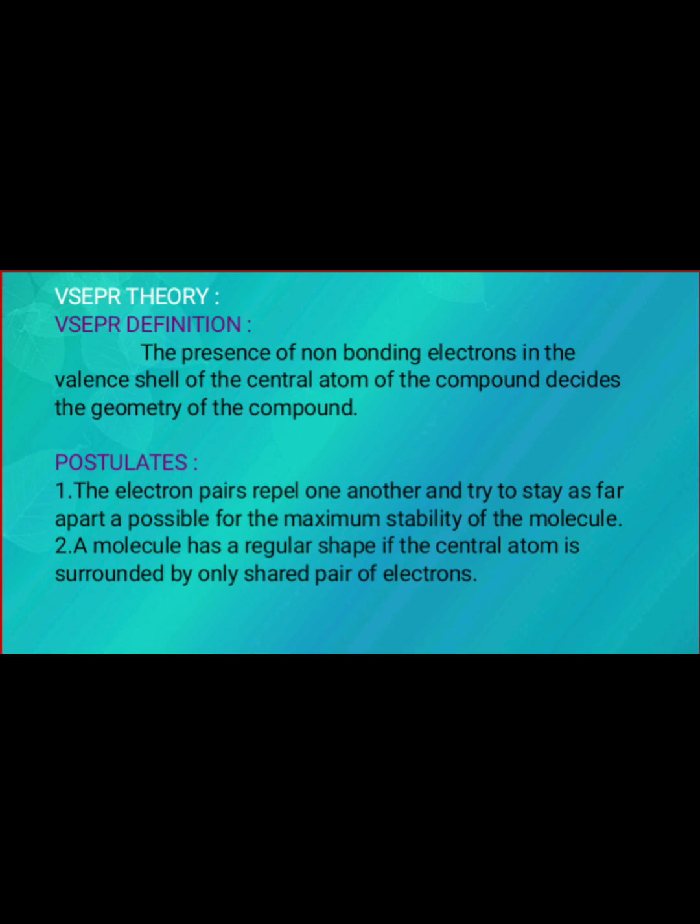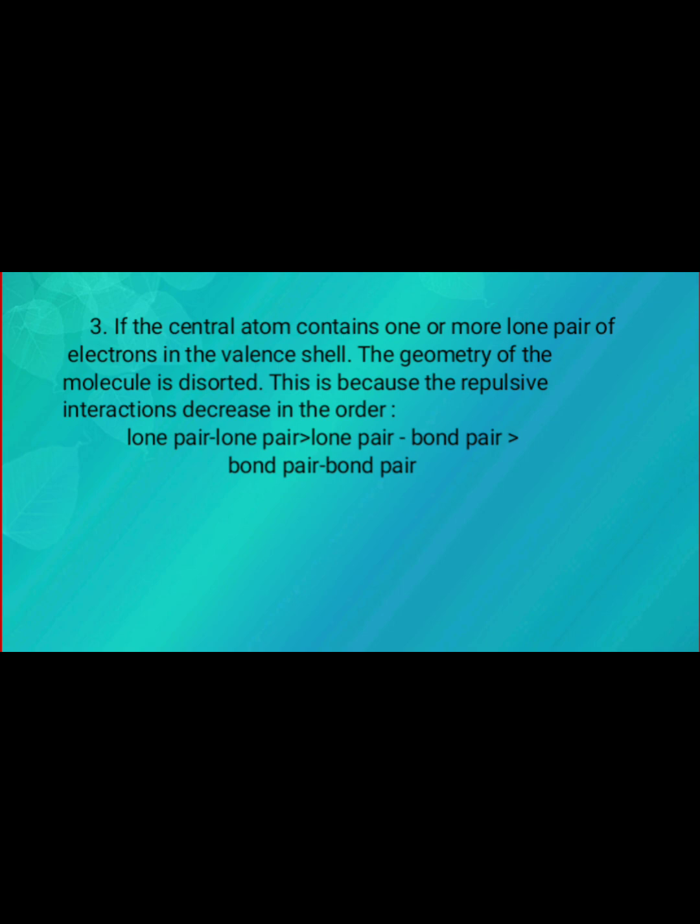of the compound. Postulates: first one, the electron pairs repel one another and try to stay as far apart as possible for the maximum stability of the molecule. Second one, a molecule has a regular shape if the central atom is surrounded by only shared pairs of electrons. And third one, if the central atom contains one or more lone pairs of electrons in the valency shell, the geometry of the molecule is distorted. This is because the repulsive interactions decrease in the order: lone pair-lone pair is greater than lone pair-bond pair is greater than bond pair-bond pair.